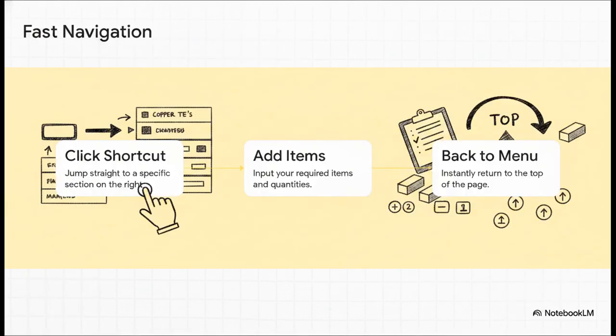Navigating these huge lists is actually a super fast 3-step process. You just click a shortcut button on the right side to jump straight to a specific section, like, say, copper tees. Then you add your items and quantities, and finally hit any of the dozen back to menu buttons to instantly zip back to the top. It completely eliminates that endless scrolling fatigue.